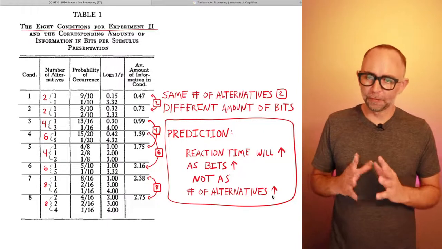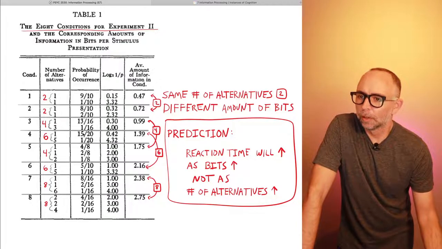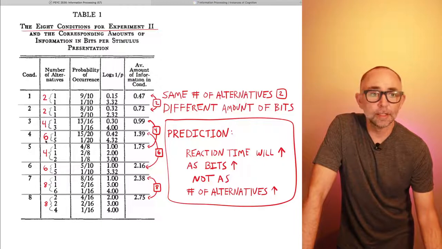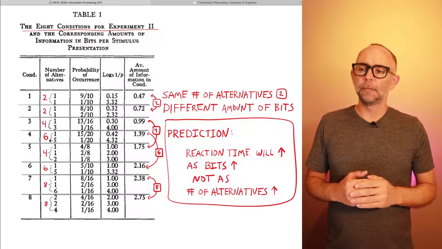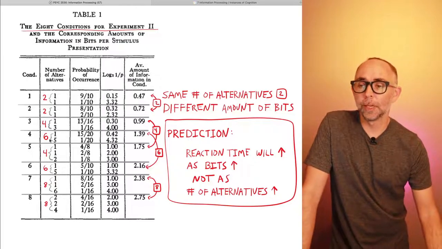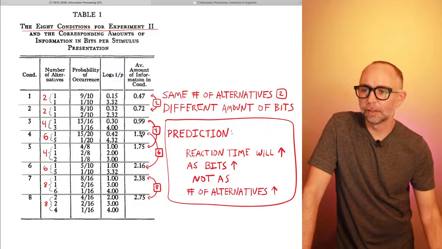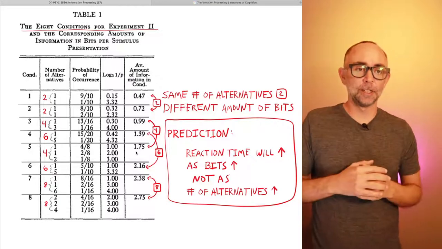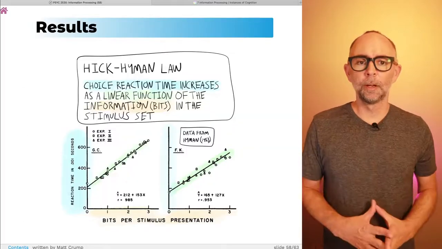There are some fancy switcheroo type of conditions. Let's see those here. For example, condition 4. This condition has 6 different items. And look at condition 5. This condition has 4 different items. So if people were responding to the number of items, they should be slower in condition 4 because it has more items, and faster in condition 5 because it has fewer items. However, if people are responding to the information, condition 4 has a smaller amount of information than condition 5. So maybe they'd be faster in condition 4 than condition 5 if they were responding to the information and not the number of alternatives. Okay, so what happened?